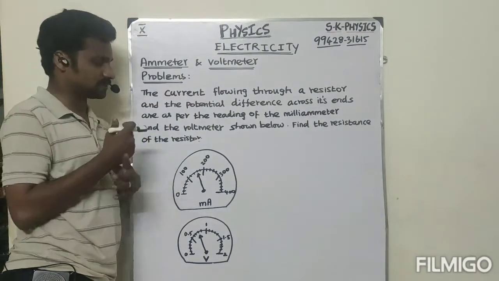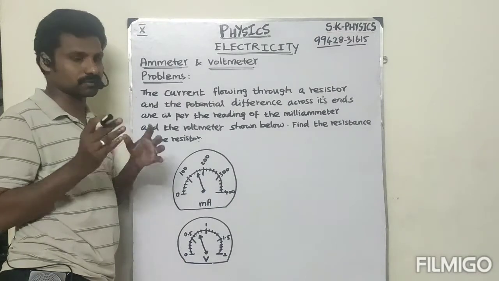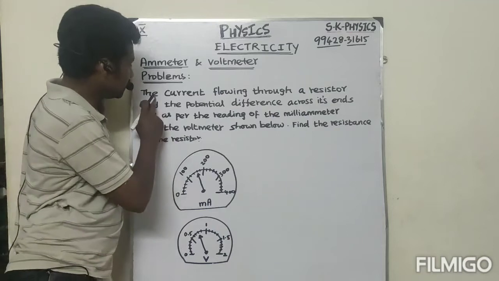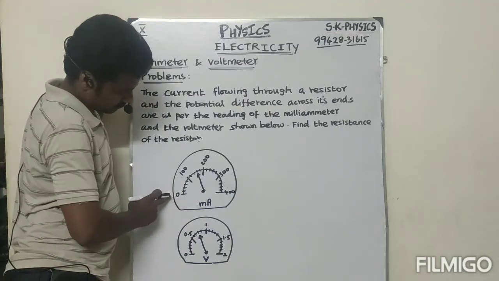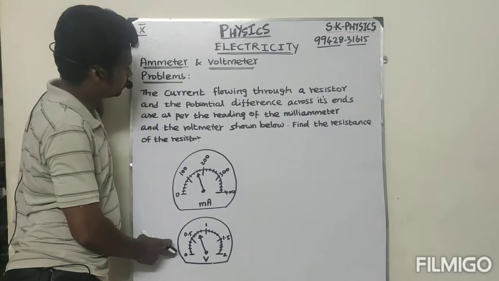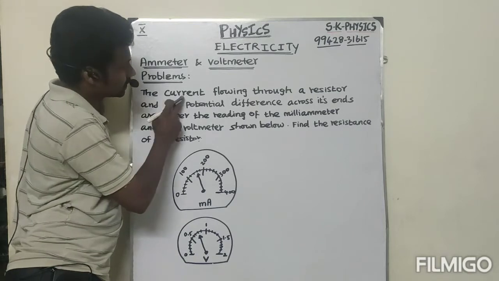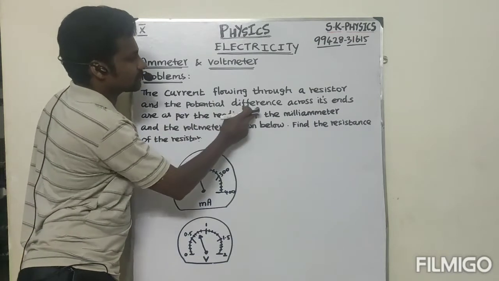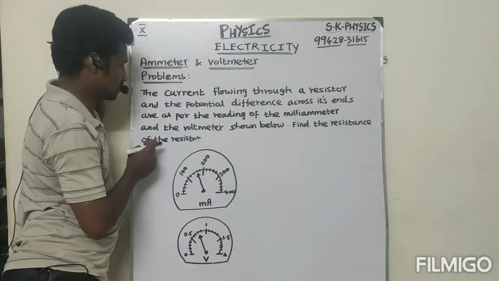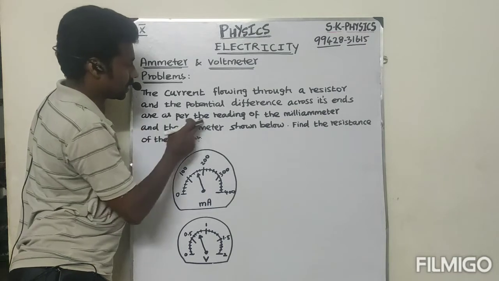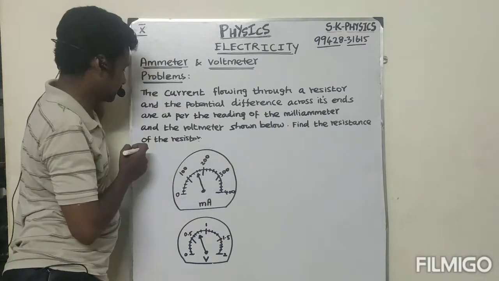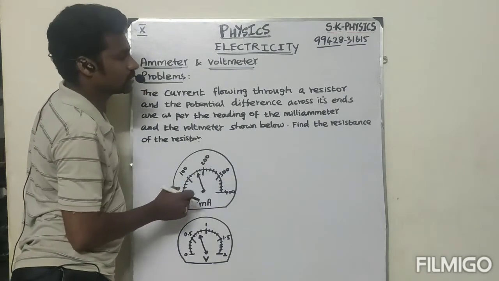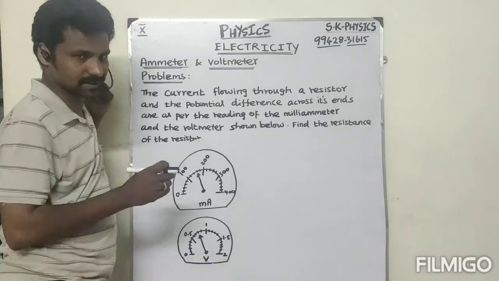Okay, so let's see this question, but it is very simple. Don't fear that question. See, here it is the ammeter, it is the voltmeter. The current flowing through the resistor and the potential difference across its ends are as per the reading of the milliammeter and the voltmeter as shown below. Find the resistance of the resistor.